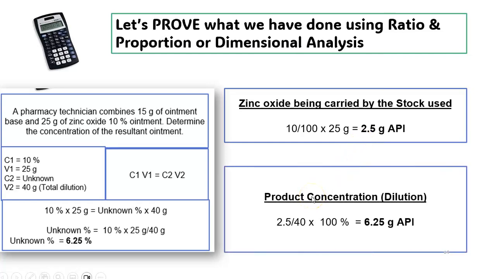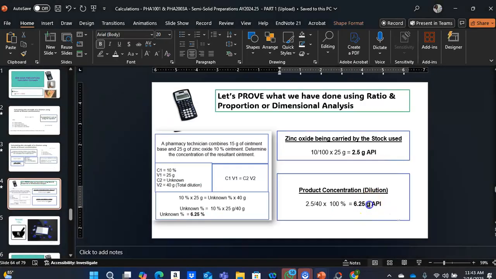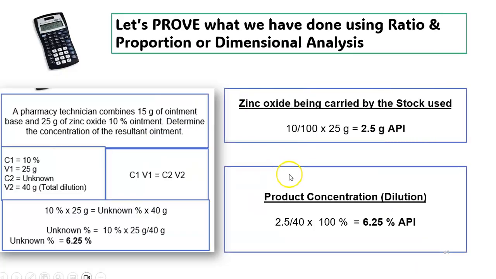So the product concentration says 2.5 grams total API over 40 grams total product times 100, that's what percentage means, is 6.25%. Let's change that to percent. Right? There we go, for the API. And so you've really proven that the concentration of what we have just made is 6.25%.